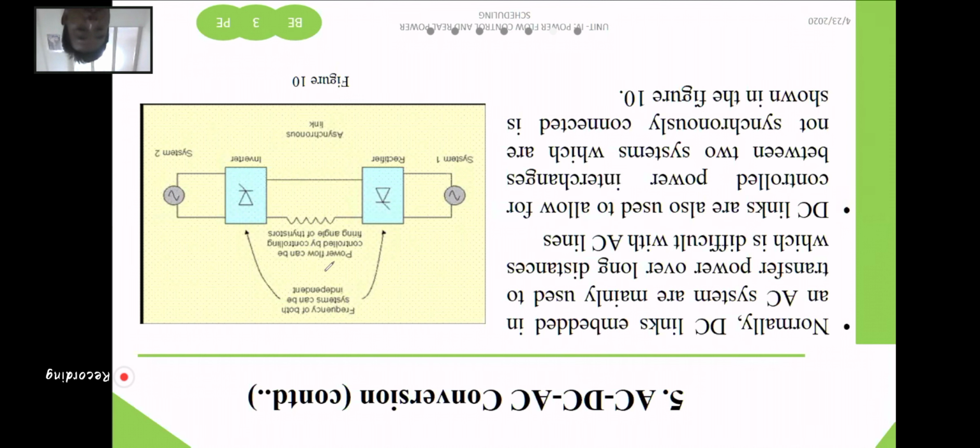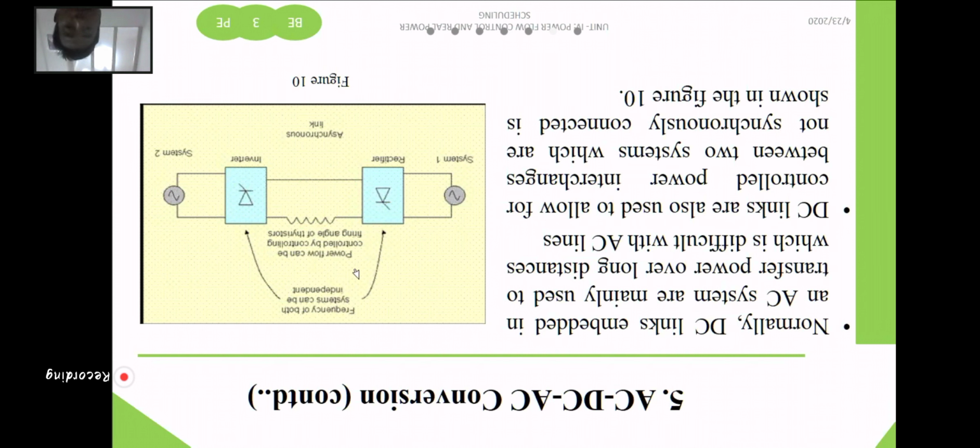Power flow can be controlled by controlling the firing angle of the thyristors. Just control the firing angle of this thyristor, and how much power flows in this line will be controlled based on the firing angle. This is how we can control the power flow using AC to DC and DC to AC conversion.